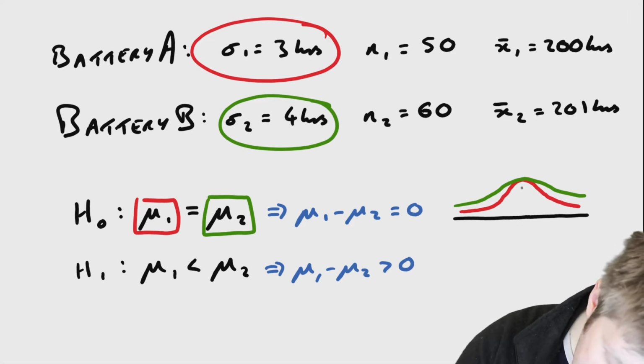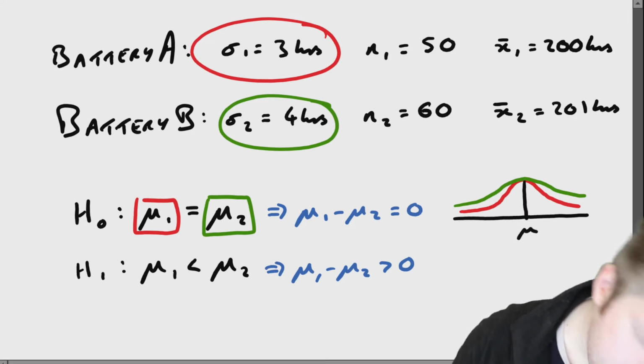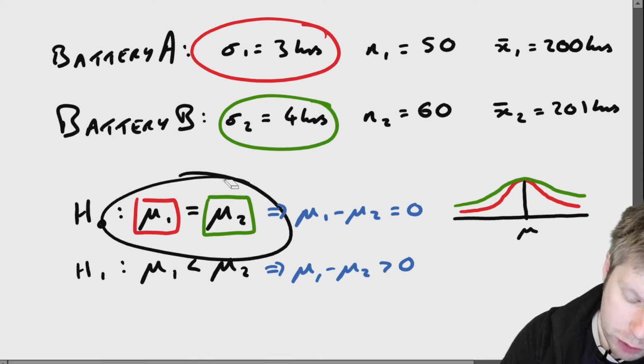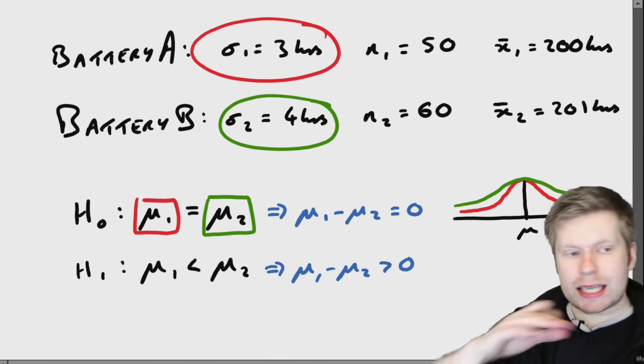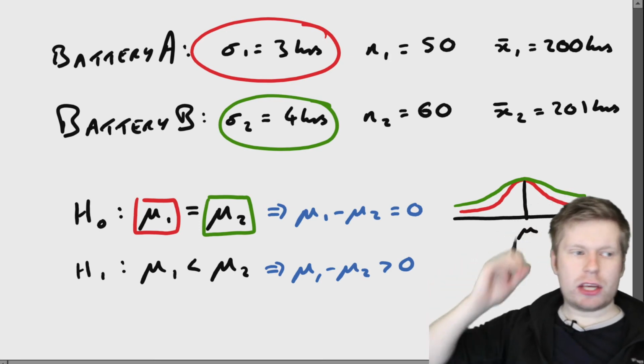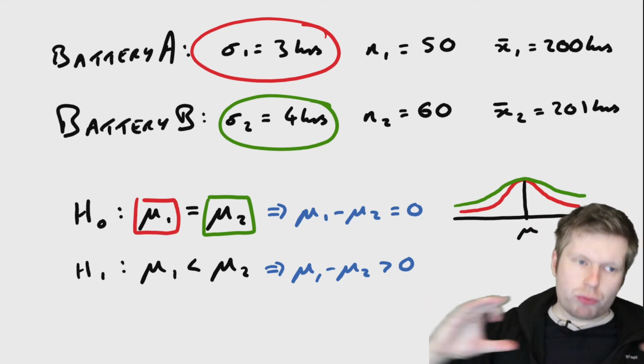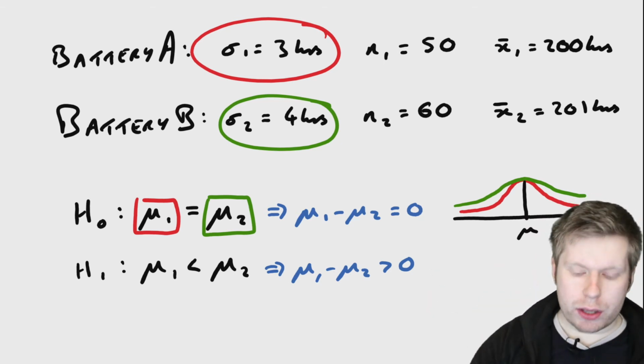In other words, they're centered around the same mean value. That's what my null hypothesis is saying, that the means of the two batteries should be the same. However, the standard deviations are slightly different. The standard deviation for battery 1 is slightly smaller than that of battery 2, which means the red curve should be slightly less spread out than the green curve.